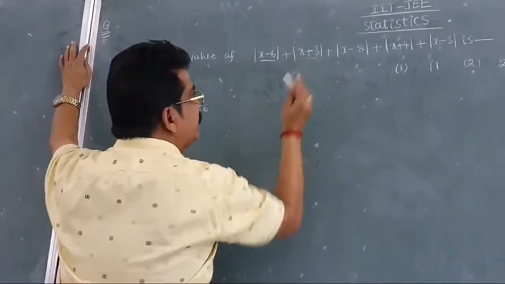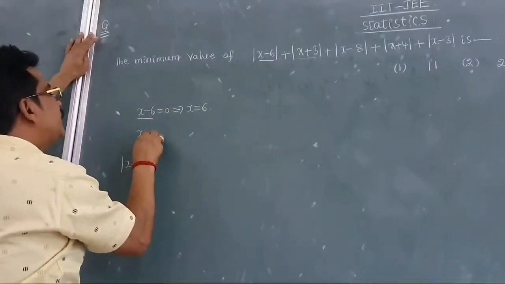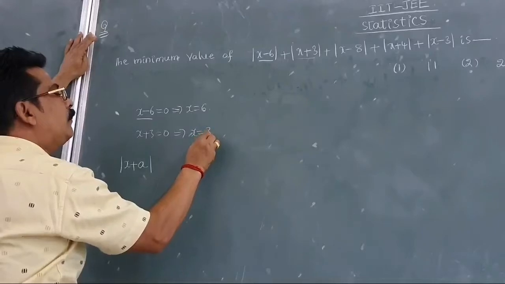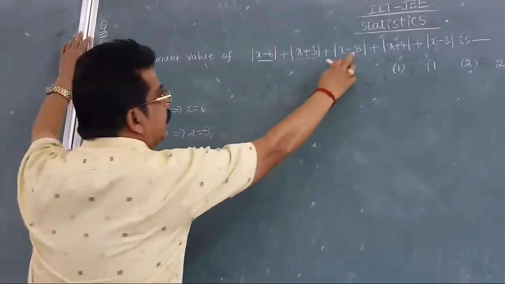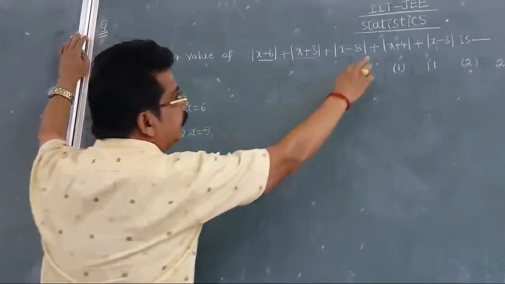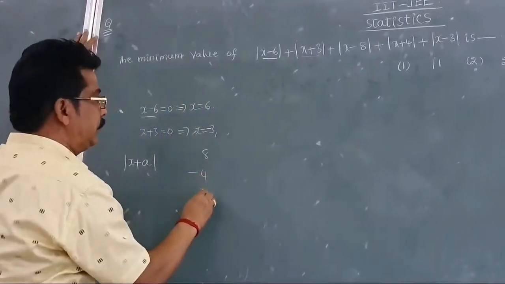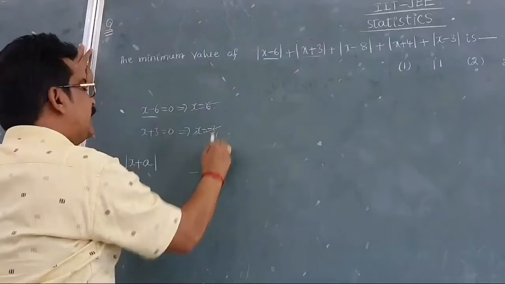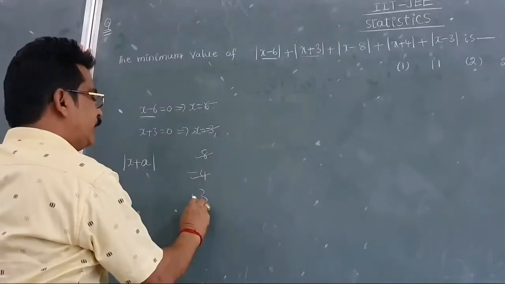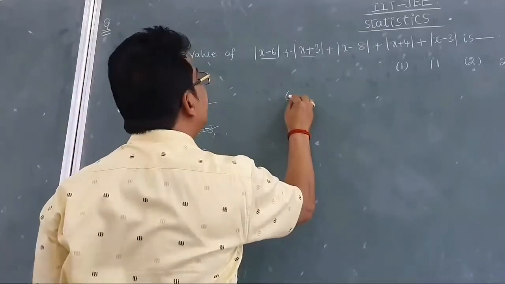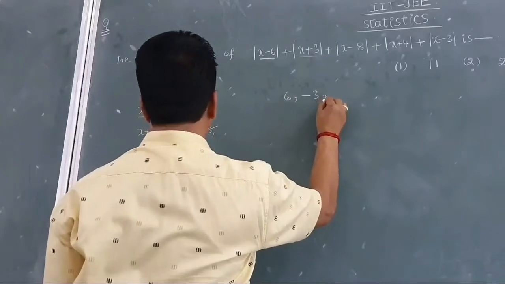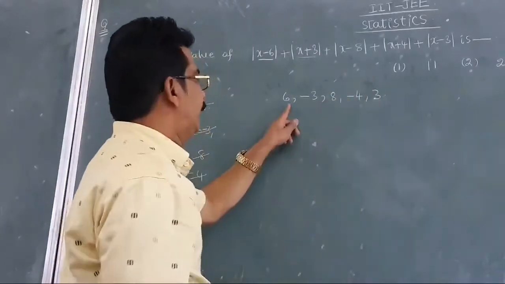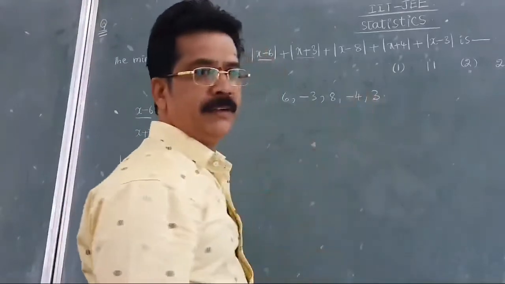Next, put x plus 3 equal to 0, then x equal to minus 3. Later it is 8, next minus 4, and 3. So how many numbers are there? 6, minus 3, 8, minus 4, 3. Let us write the x values: 6, minus 3, 8, minus 4, 3. 1, 2, 3, 4, 5 values are there.